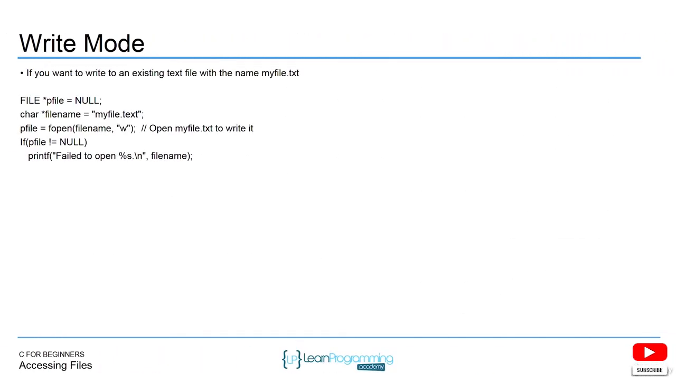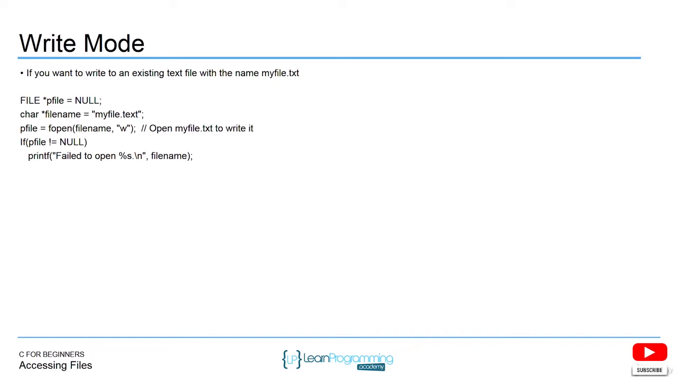Write mode. If you want to write to an existing text file with the name myfile.txt, you would create your file pointer, all caps, initialize it to null, and then you would maybe create your file name as another character pointer, myfile.txt, or you could pass that in as the first parameter. And then you just say fopen, file name, and then W inside double quotes. That opens the file for writing, and it returns a file pointer. That's why you have pfile on the left of the assignment.